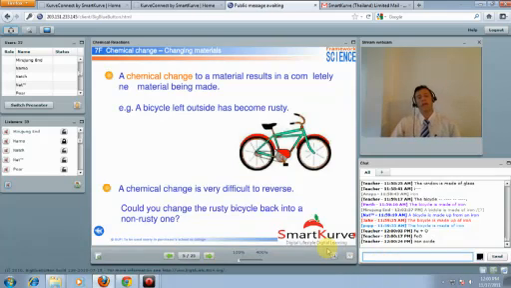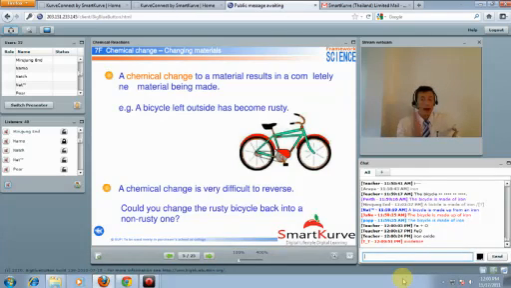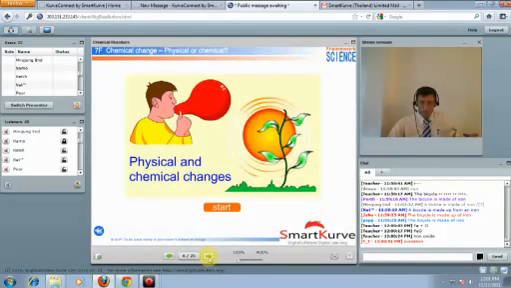Okay, so a chemical change is very difficult to reverse. Could you change a rusty bicycle back into a non-rusty one? In this case, no. You can't go back and forth. You can't just break the bond and have your iron magically replaced. Yeah, oxidation. Terrific. Excellent. Let's move on.